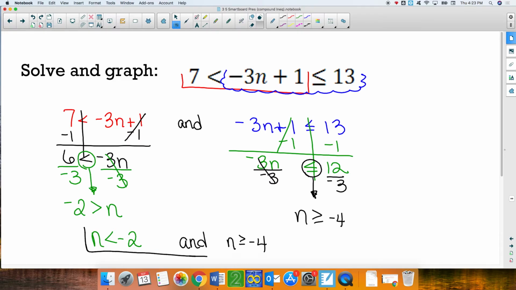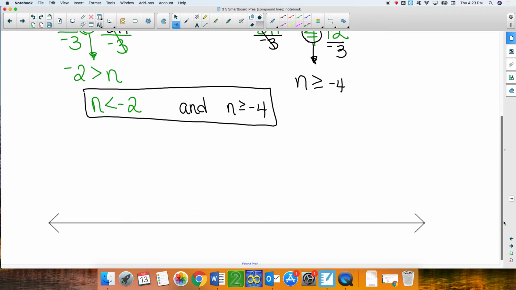So here are my two answers. And now we're going to graph this on our number line. So draw a number line. And since these are both negative numbers, I'm going to put my 0 here this time. And I need to put negative 2 on my graph. Remember that negative 2 would come first, then negative 4. So make sure you pay attention to how your negatives should look.